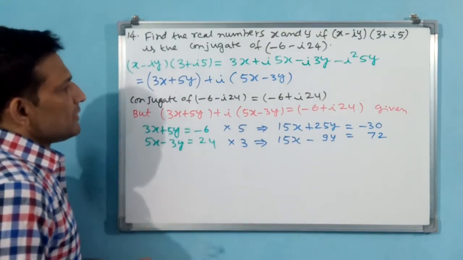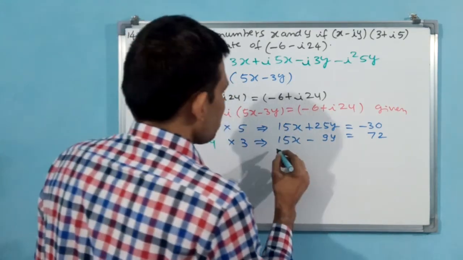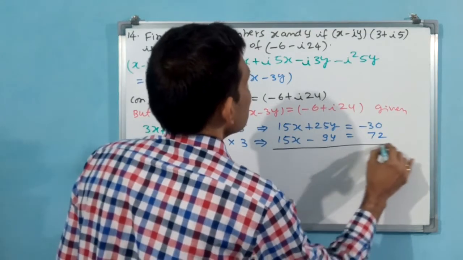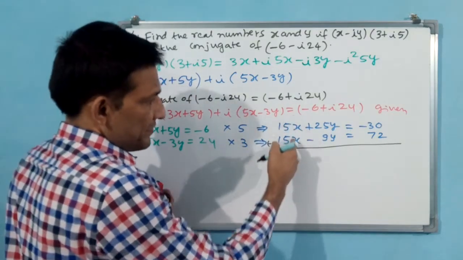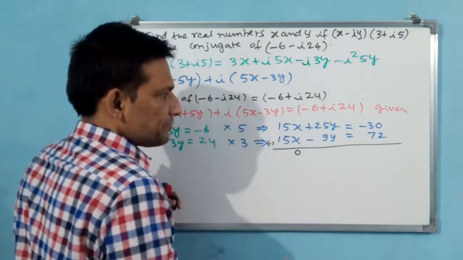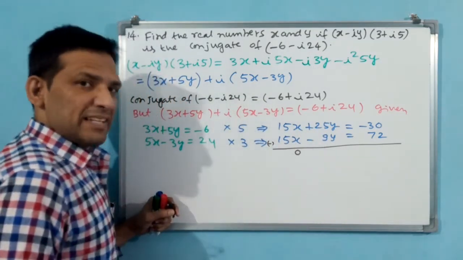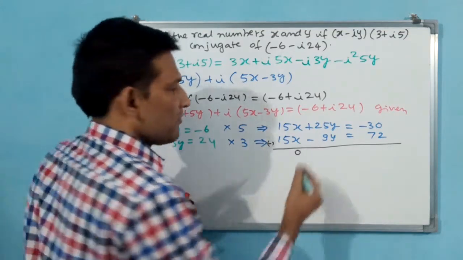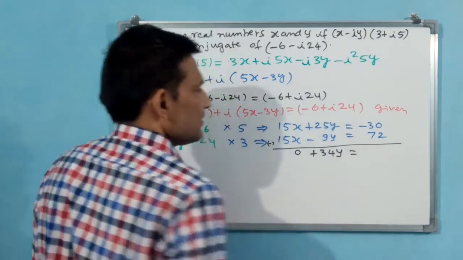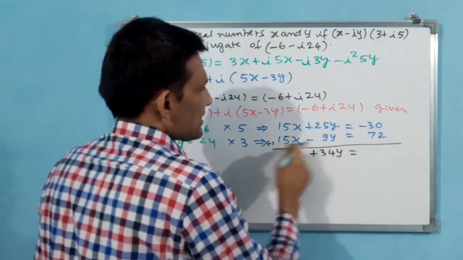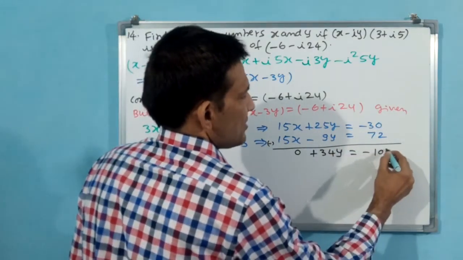Now what you have to do? Subtract. Why? Because subtraction only, 15x is going to get cancelled. Now the operation I am making here is subtraction, like this symbol. 15x minus 15x is 0. 25y minus of minus, plus. Now 25 plus 9, 34y is equal to, okay. Now here both minus will come. Minus 30, minus 72, minus 102. Is it okay?